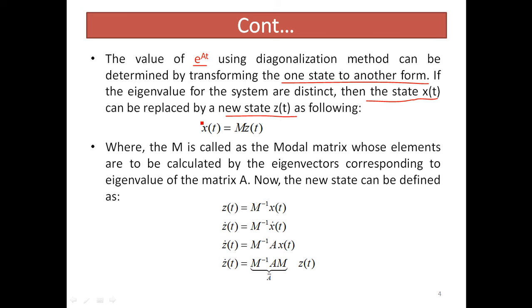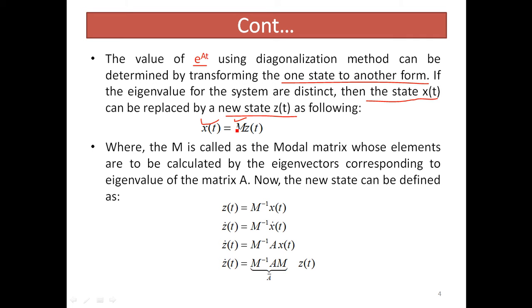Since it is in matrix format, x t is a column matrix, z t would again be a column matrix. So there should be a matrix M. This M is called the model matrix and is calculated using the eigenvectors, and eigenvectors in turn are calculated using the eigenvalues of system matrix A. So once you have defined that x t equal to M z t, then you can transform your state space model in terms of z dot t.